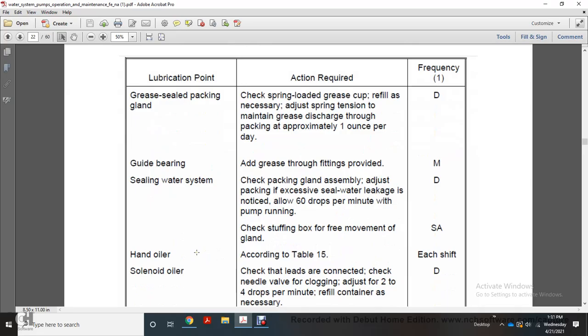Sealing water system. Check the packing gland. Adjust the packing if water leakage is noticed. Allow 60 drops per minute with the pump running, checked daily. Semi-annually, check the stuffing box for free movement of the gland.